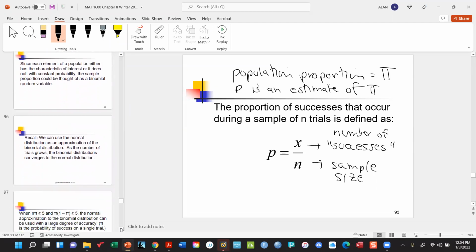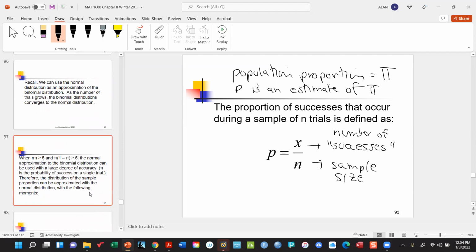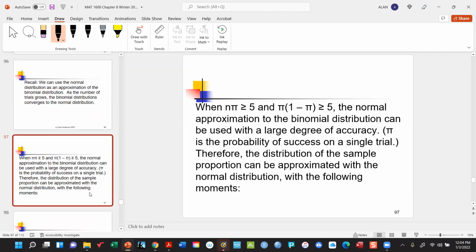Okay, let's see. Now, if you want to be super technical about it, we used this in the previous chapter to talk about when it is appropriate to use the normal approximation to the binomial. If both of these conditions are true, the sample size times pi is greater than or equal to 5, and n times (1 minus pi) is also greater than or equal to 5, the normal approximation of the binomial is going to give us very good results.